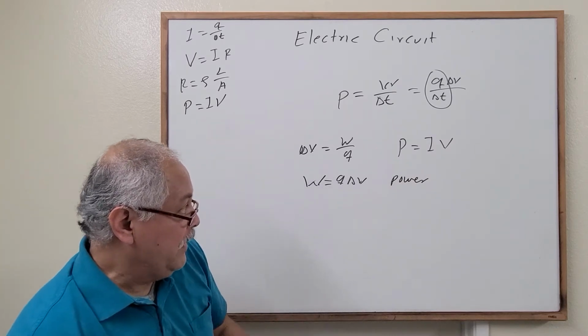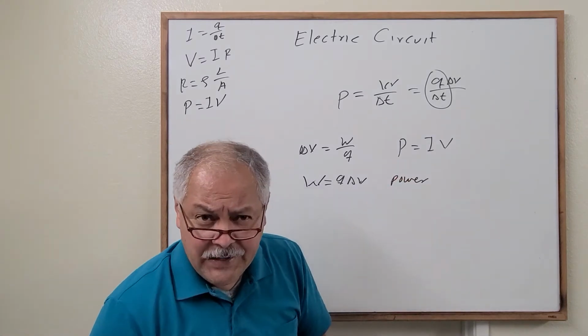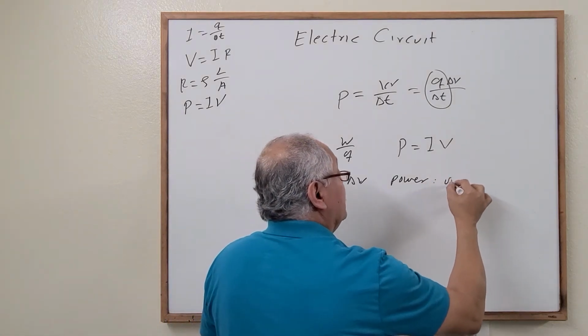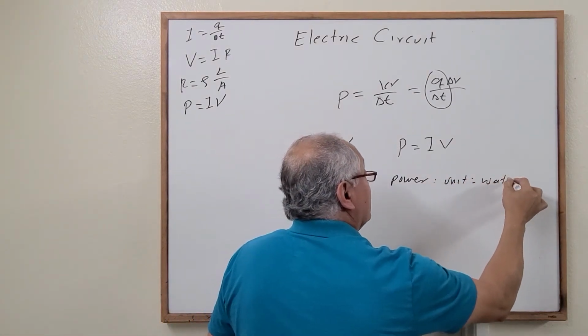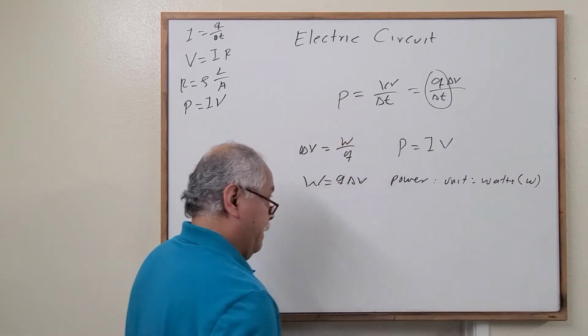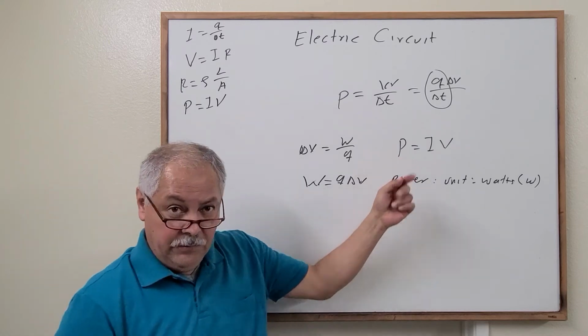Electric power. Then what is the unit for power? The same thing as in mechanics. Unit is watt. Okay, unit watt. Correct? Watt. Perfect. Also, this is the average power.